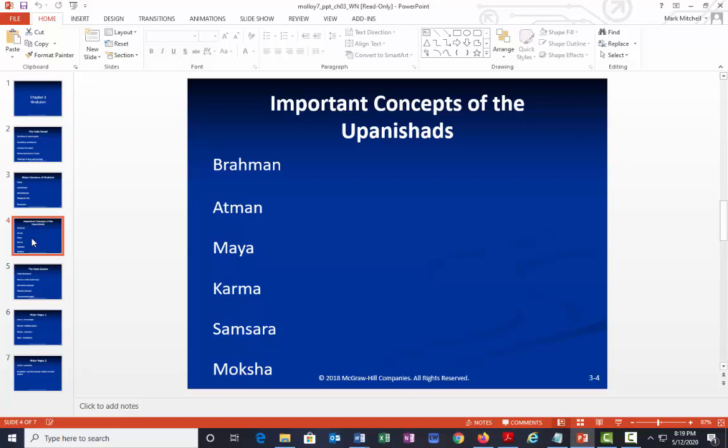Moksha is the ultimate goal. It means freedom or liberation. Now, the root of the word means to be released. So the Upanishads teach that moksha is the ultimate human goal. It really moves beyond your selfish needs and wants. It would get rid of being egotistical.